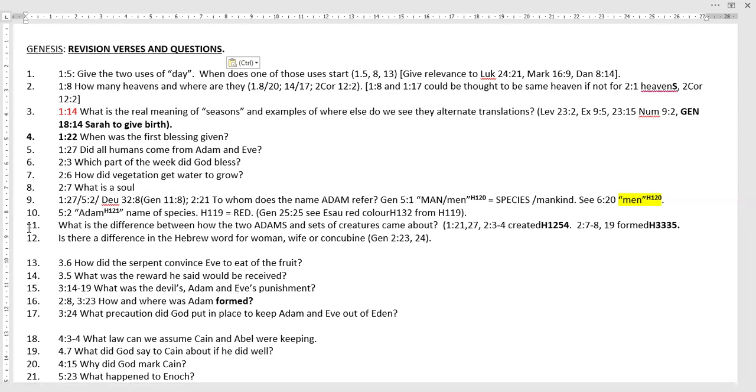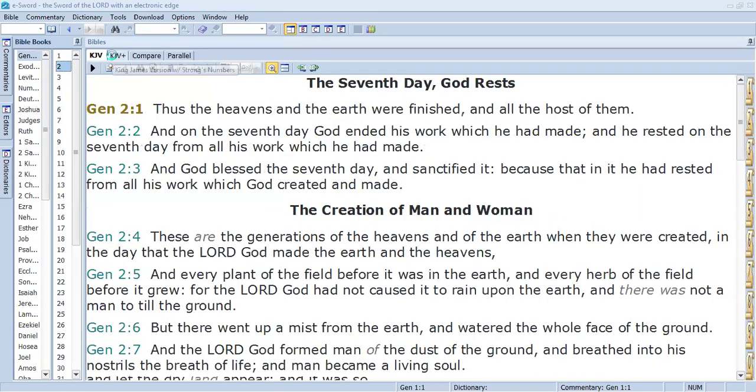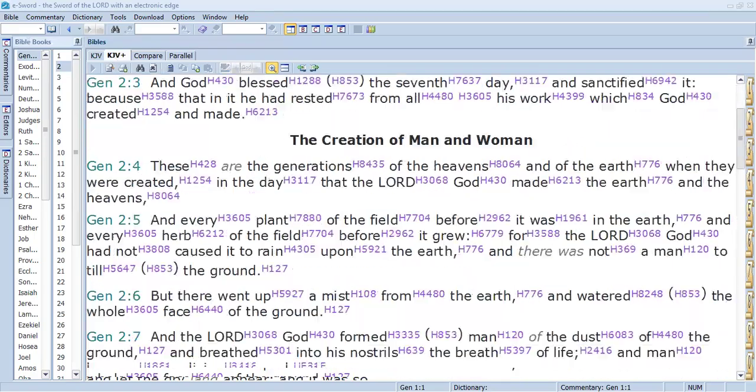Question 12. Is there a difference in the Hebrew word for woman, wife, or concubine? No. If you go to Genesis chapter 2, let me see if I can show you this one. Genesis 2:23 and 2:24. Let's have a look. Okay, so Genesis chapter 2, verses 23 and 24.